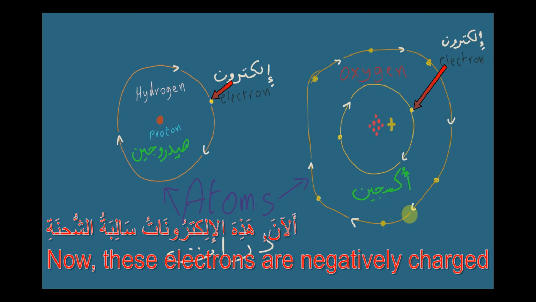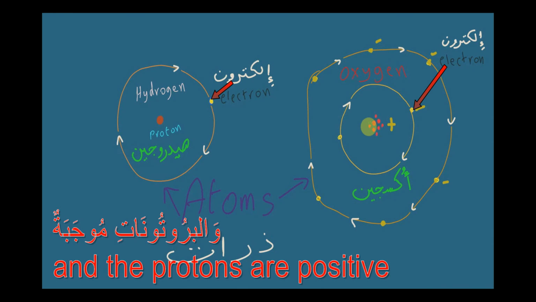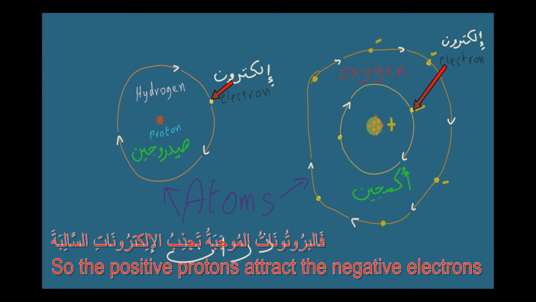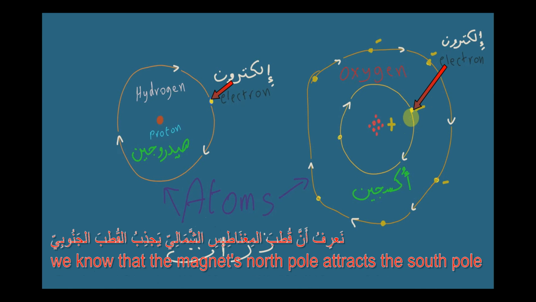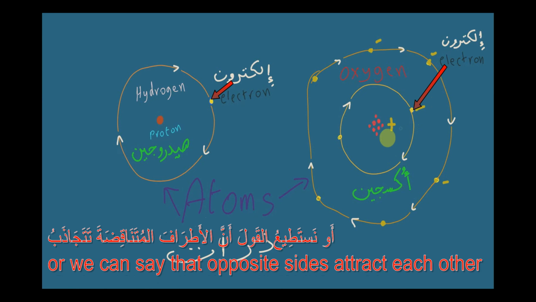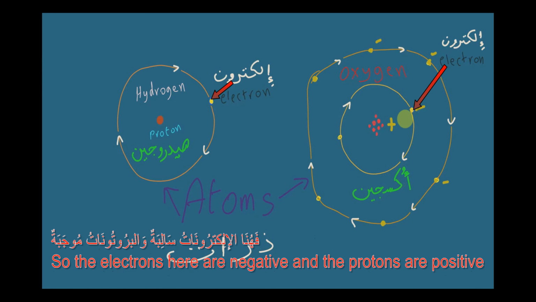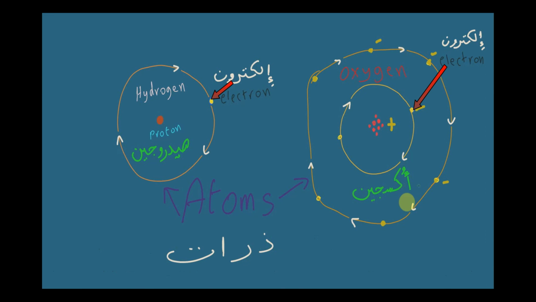Now, these electrons are negatively charged. All electrons are negative, and the protons are positive. So the positive protons attract the negative electrons, like a magnet. We know that the magnet's north pole attracts the south pole of another magnet. Or we can say that opposite sides attract each other. For electric charges, we use 2 terms, positive and negative. So the electrons here are negative and the protons are positive.